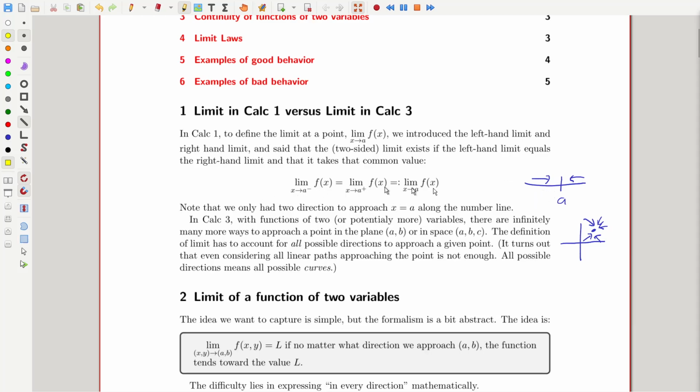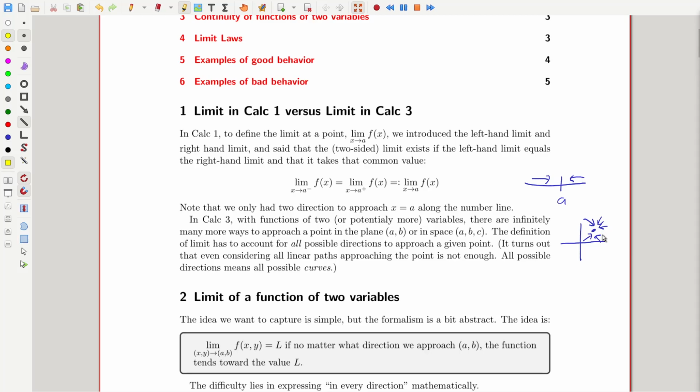These two directions were actually the only directions to approach the point A on the number line, right? On this one-dimensional space that we are working within. But in Calc 3, we're dealing with functions that have two variables or maybe more, but we're going to try to restrict ourselves to just two dimensions in this case. So in two dimensions, you've got a point in two-dimensional space. There's a lot more than two different ways to approach this point.